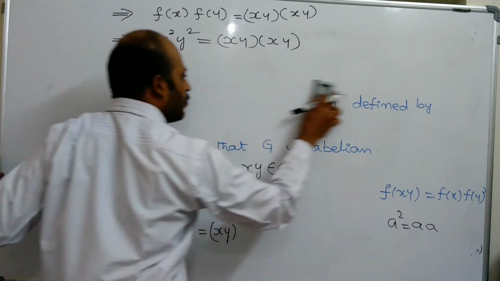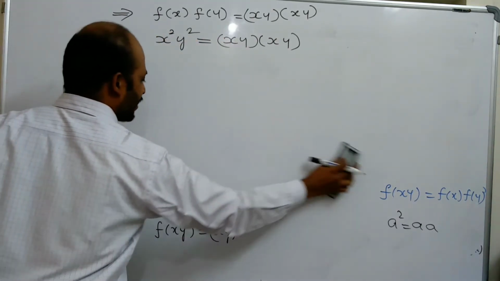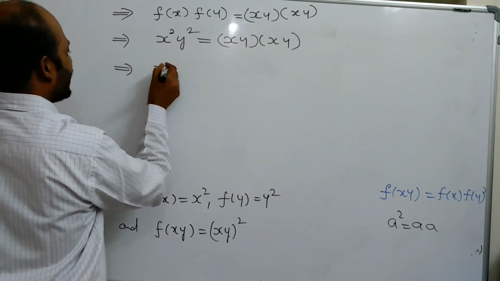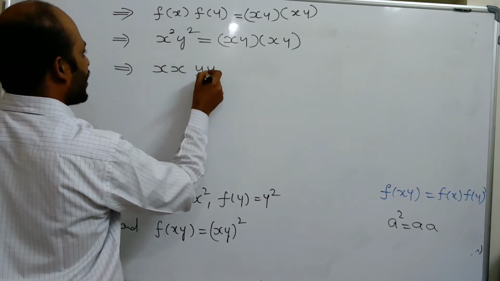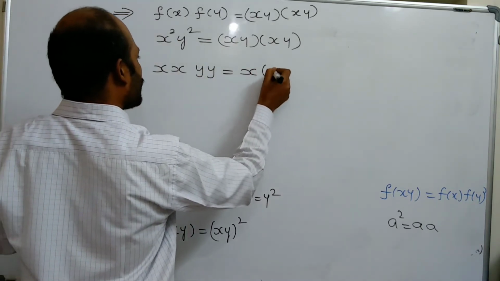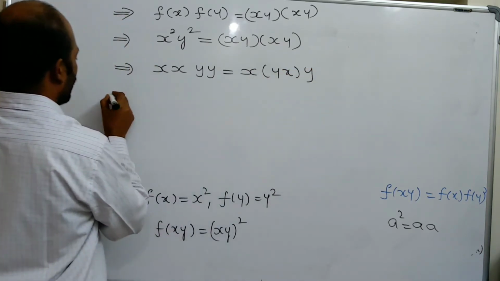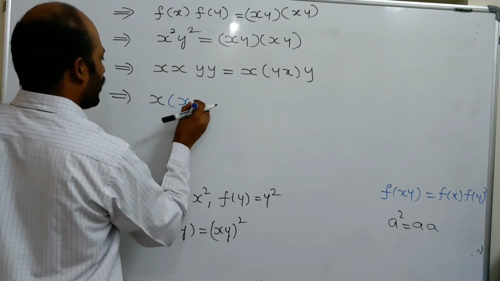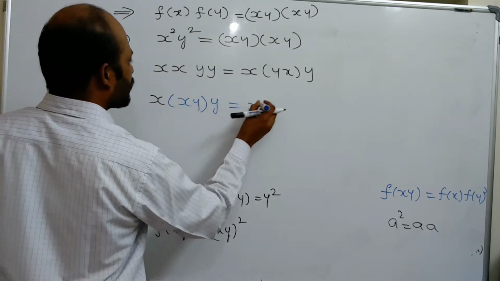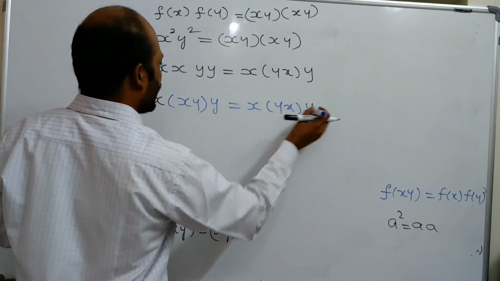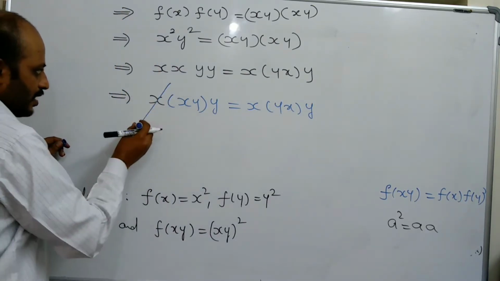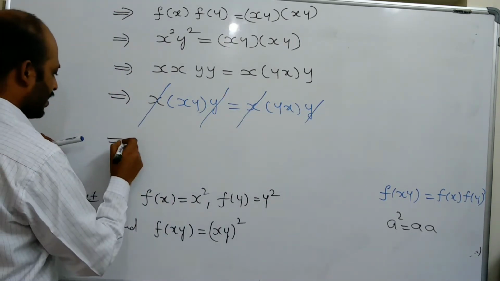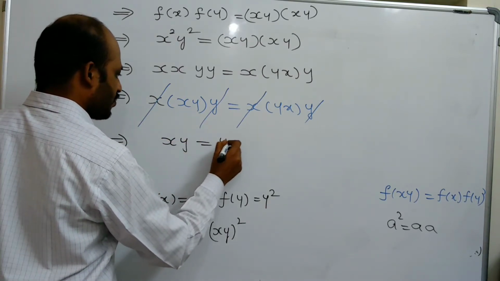Let us apply the associative axiom and cancellation laws. On the left side, it can be written as x into x, and y square can be written as y into y. Applying the associative axiom, it can be written as x into xy into y, which equals x into yx into y. Now you observe that these two x's get cancelled, and these two y's also get cancelled. So the remaining elements are xy equals yx.